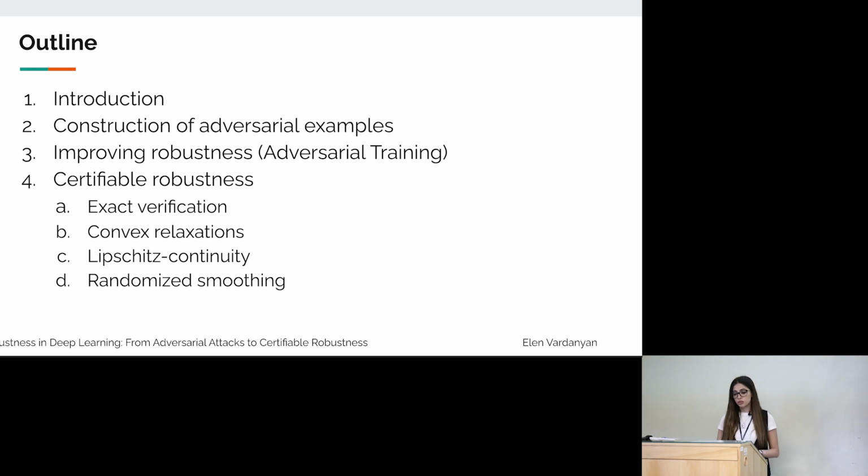Then we'll look into the construction of adversarial examples. We'll try to see how we can improve the robustness, more specifically using the technique called adversarial training. And then in the end, we'll see if we can get any certifiable robustness, so any guarantees on robustness. We'll look into exact verification, which is the complete guarantee. Then we'll go into techniques such as convex relaxations, Lipschitz continuity, and randomized smoothing, which don't really give a certain guarantee, but they still work pretty good in practice.